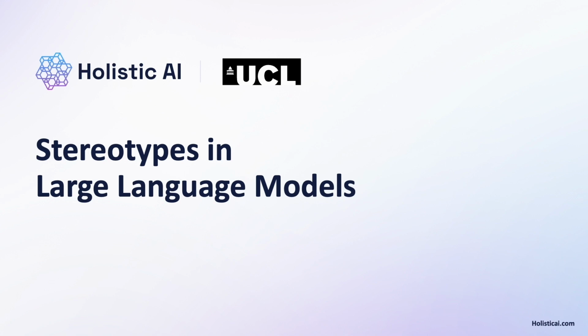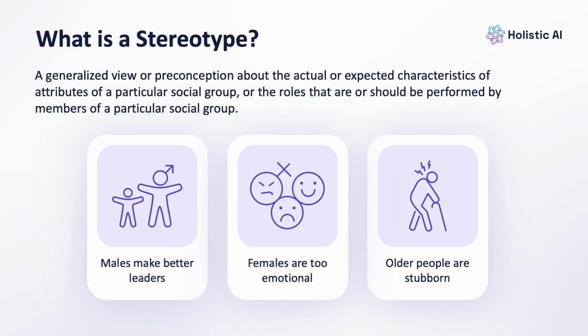Today, I will highlight our latest AI ethics research focusing on stereotypes within large language models and our novel detection strategies. First, what is a stereotype? Stereotypes are generalized views about what a particular group is expected to be or actually does, or the roles that should be performed by specific groups.